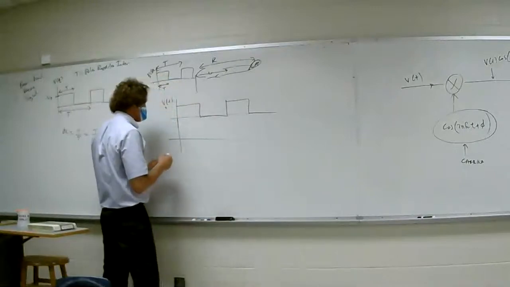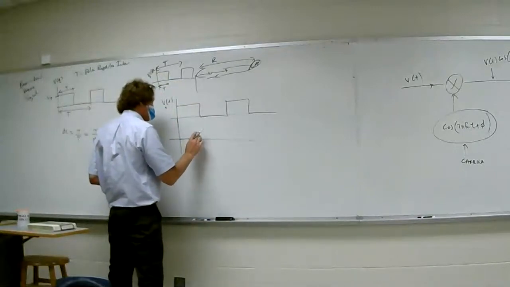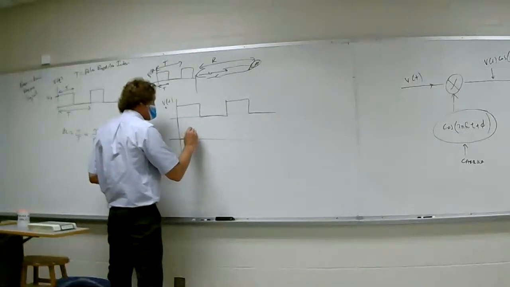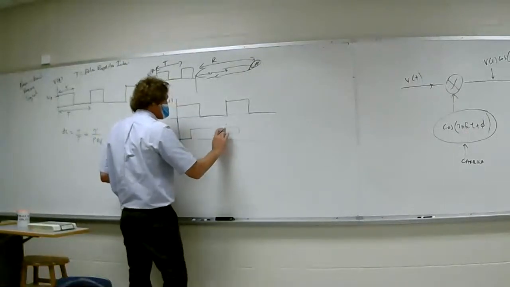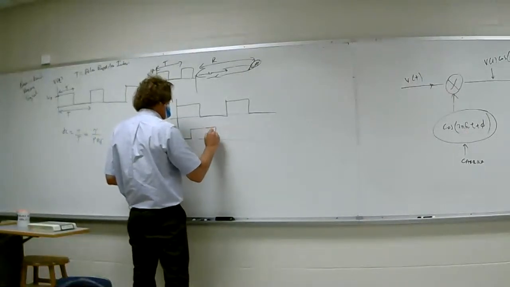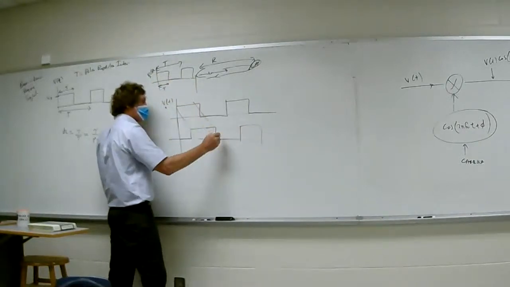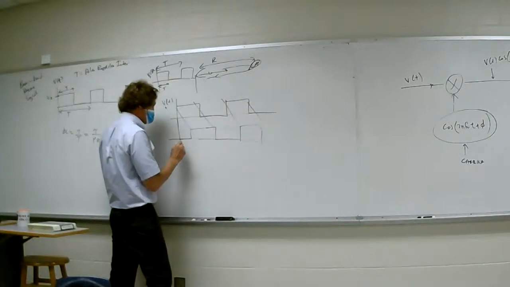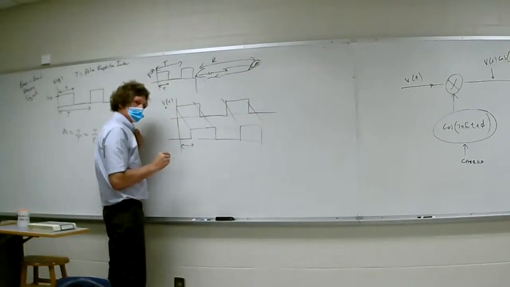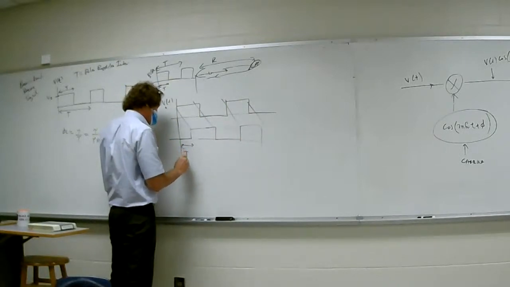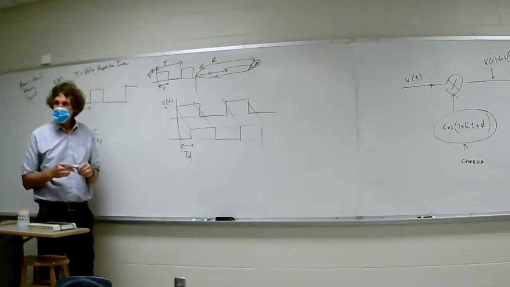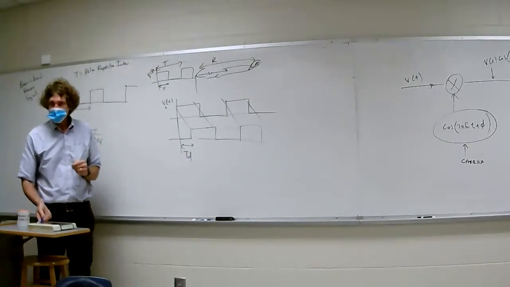Then V received would look like this. It would be nothing until I hit a certain point. And then it basically shifts this entire waveform by a certain amount of time, right? So this would be the delay time. I'll just call it TD. Y'all with me? Doesn't matter the symbols.